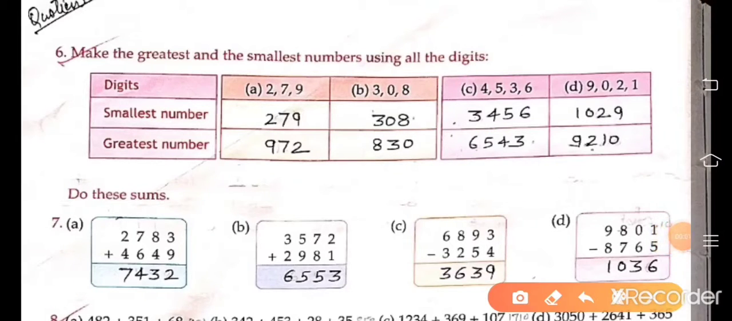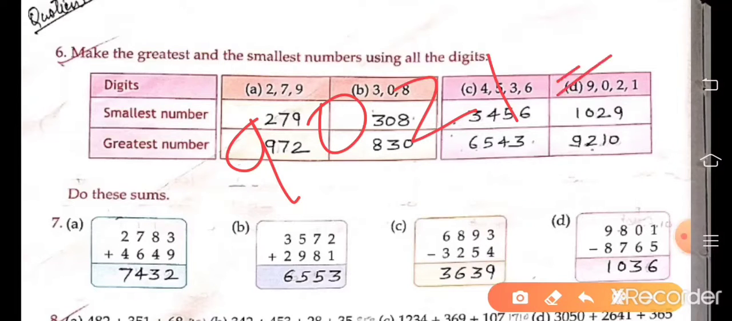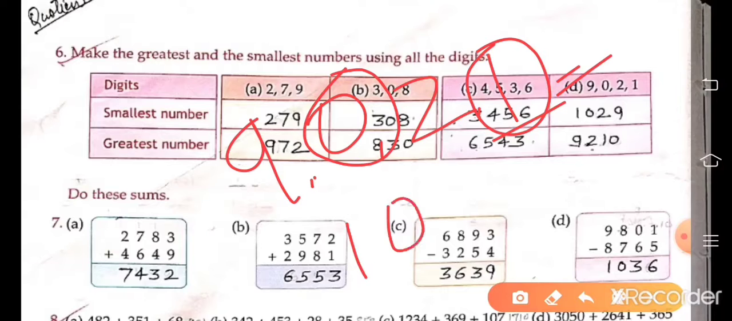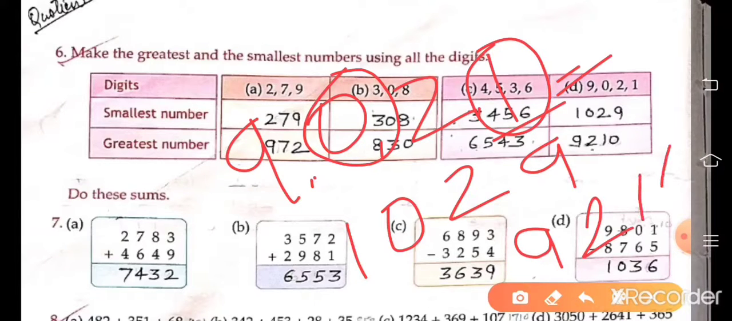Okay, so first we check 9021, D part. Among these numbers 1 is smallest, actually 0 is smallest, but we cannot write it in the starting, so start with 1, then 0, then 2, then 9. For the greatest number, write 9 first: 9, 2, 1, 0. Okay?